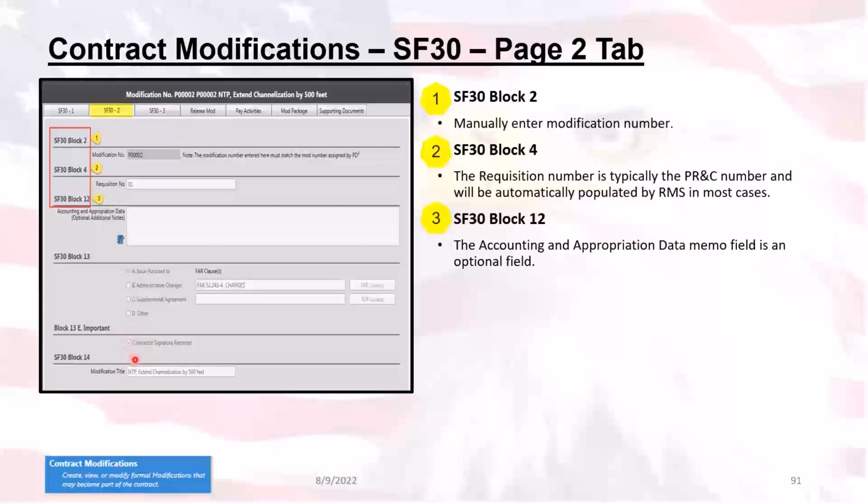So if you have a unilateral and this box is checked and you open up the SF30, it's going to say contractor signature required. And you're like, wait a minute, this is a unilateral. It doesn't need a contractor signature. Why is that there? Oh, this is why. So you just come back over to the SF30-2 tab and you uncheck that box and poof, it's done.